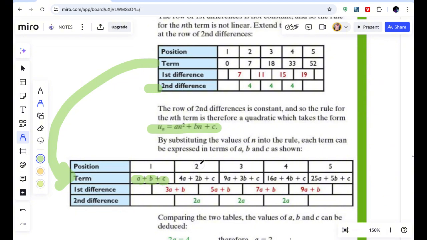Now here, position 2, you put 2 in place of n. 2 squared is 4, 4 times a, that's how I got 4a here. 2 times b, you get 2b. And then c is constant. Now we only do it for 3, and we stop. n is 3, position 3. 3 squared is 9, 9 times a, I get 9a. 3 times b, we get 3b. And c is a constant, you just write it.